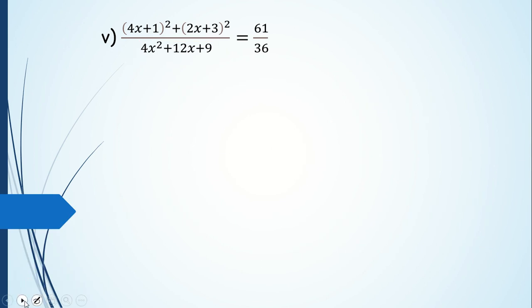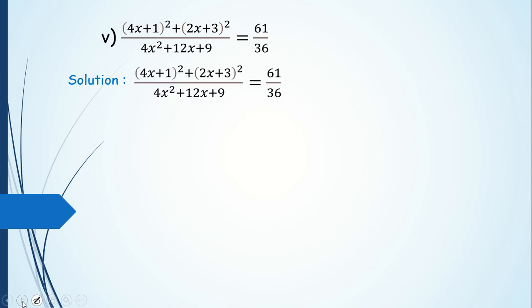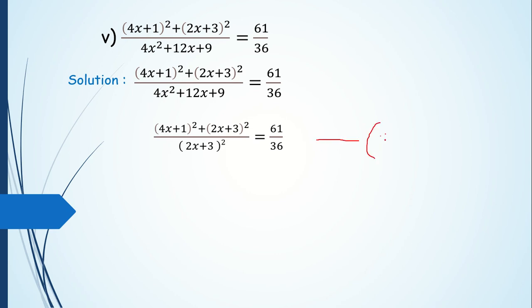Now let's get started with it. Just write down first the given part. This is given already, the question. Now we will change the denominator. If you want, just give a reason here. Since (2x plus 3) the whole bracket square is equal to this.